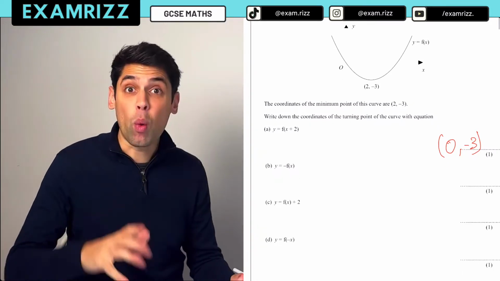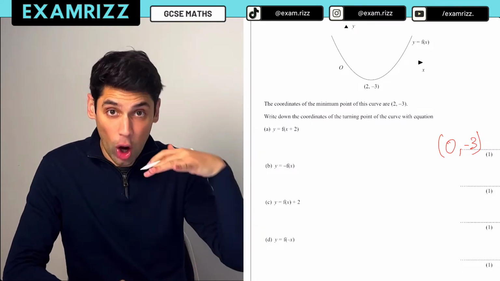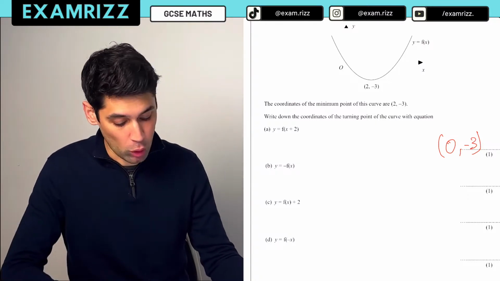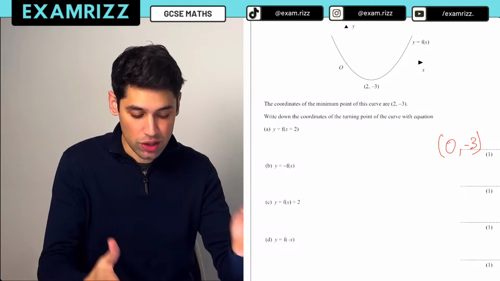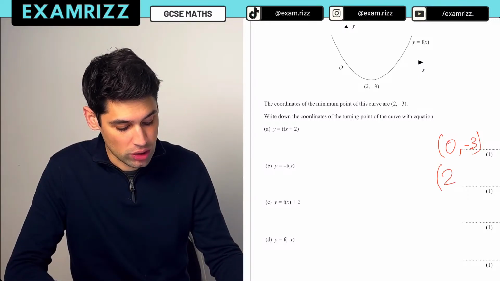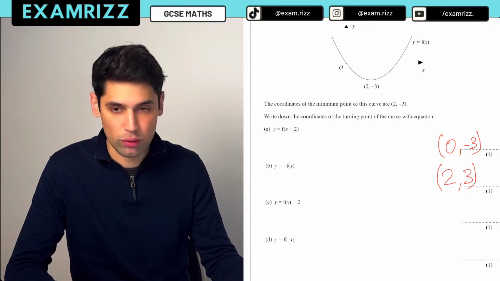Part B, it's a y transformation because the change is on the outside. So we are going to only be affecting the y coordinates, and it's being multiplied by -1 or being made negative. So the signs of all of the y coordinates are going to change. So x stays the same because it's a y transformation, and this becomes a +3.